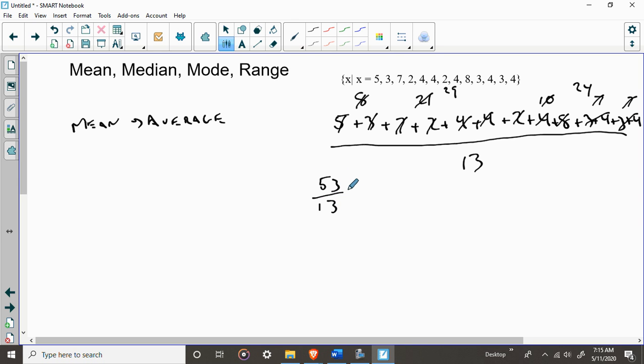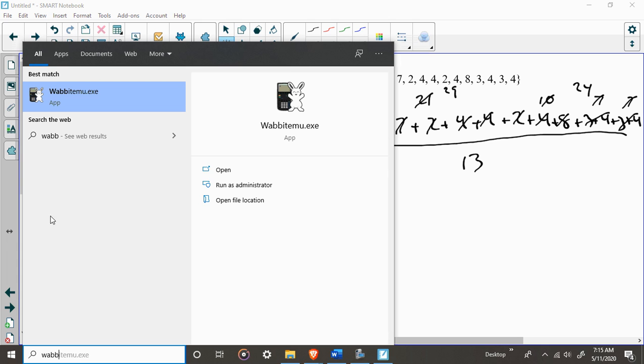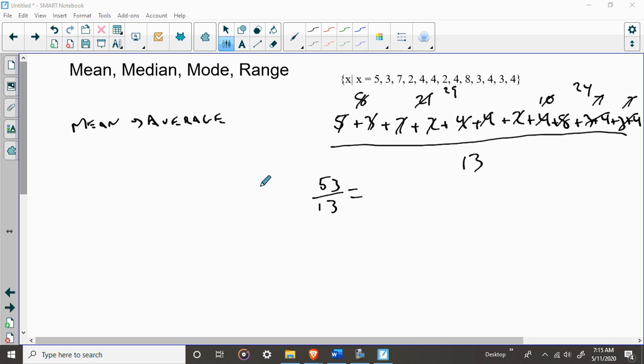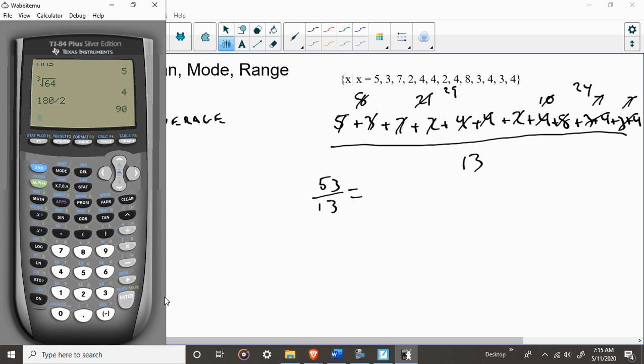So the average is 53 over 13, which I need a calculator for. Sorry, guys. Okay, and what are you going to get? You're going to get 53 over 13. Just a quick thing with the calculator. I know you guys love using the calculator, so your average is 4.7. That's your mean. Hopefully that's right. I'll go and check in a second and show you.